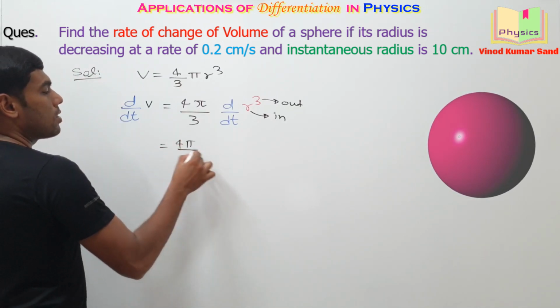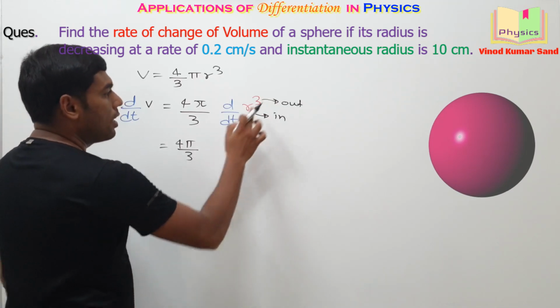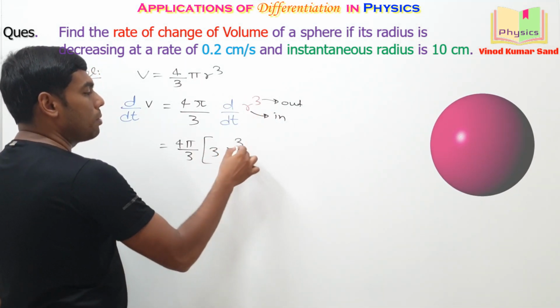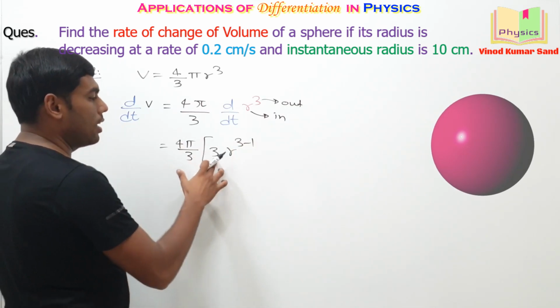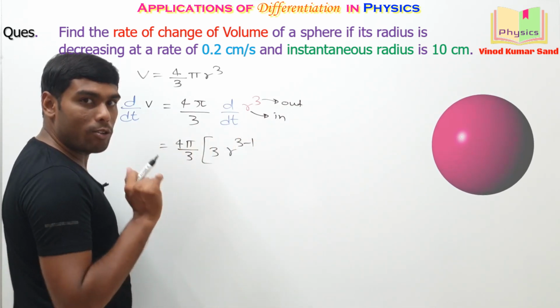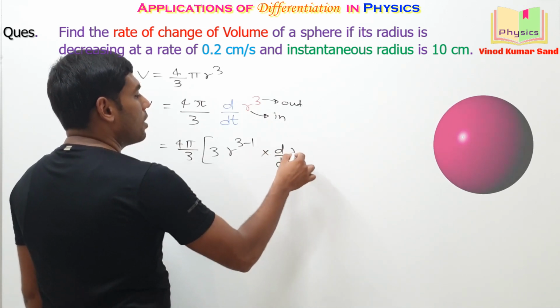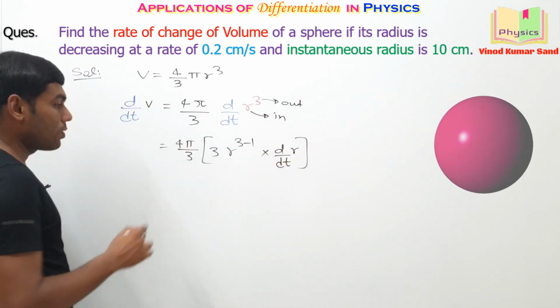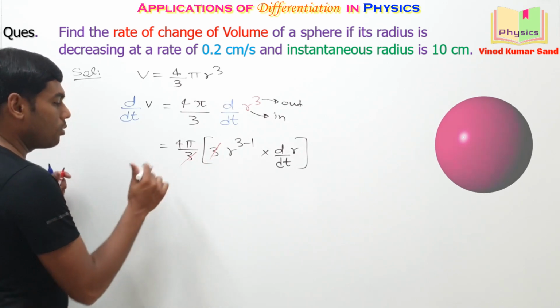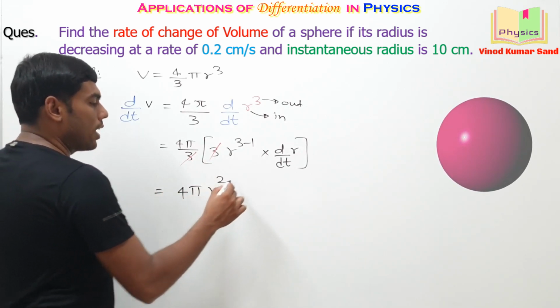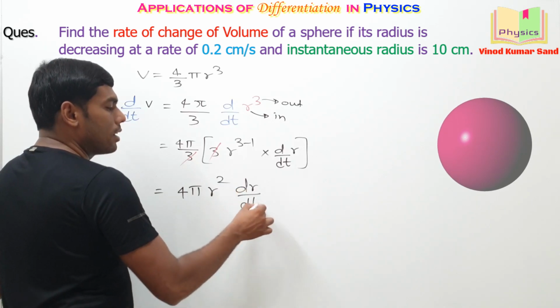4 pi by 3 is a constant kept outside. I am differentiating this power first, so it will be 3 r to the power 3 minus 1, n x to the power n minus 1, that kind of format we are using. Then you need to differentiate the inside function. 3 and 3 are getting cancelled out, so you are left with 4 pi r square dr by dt.